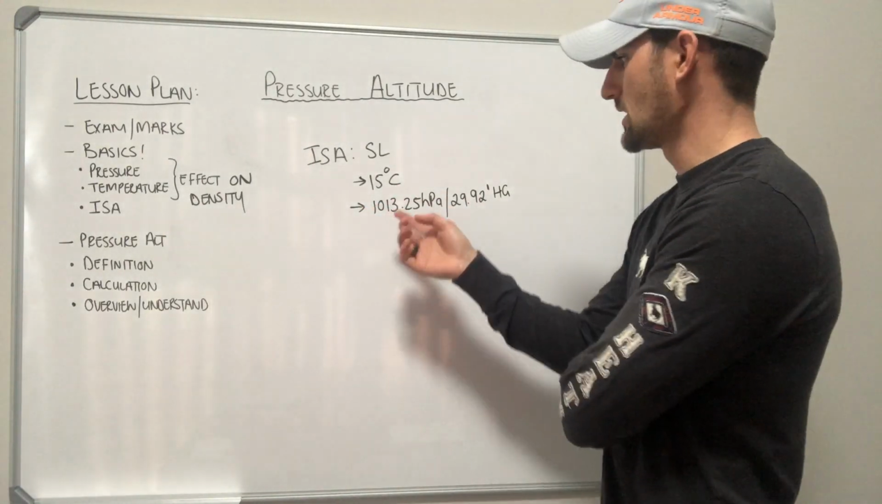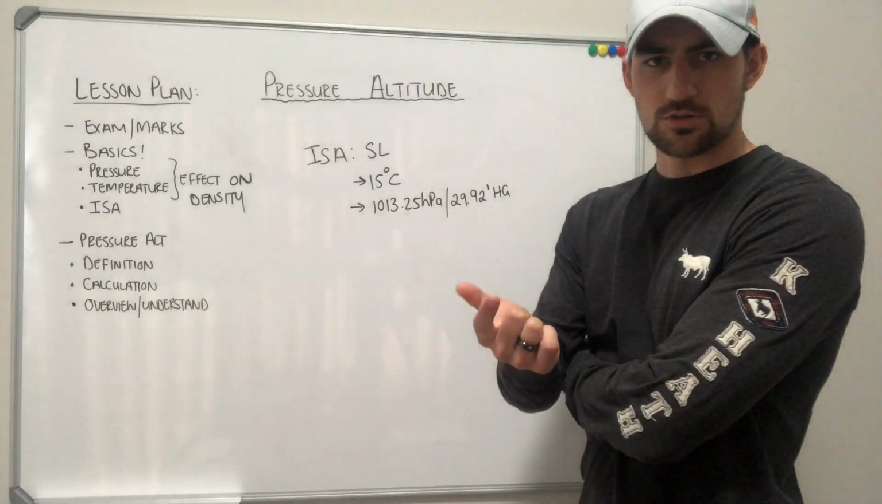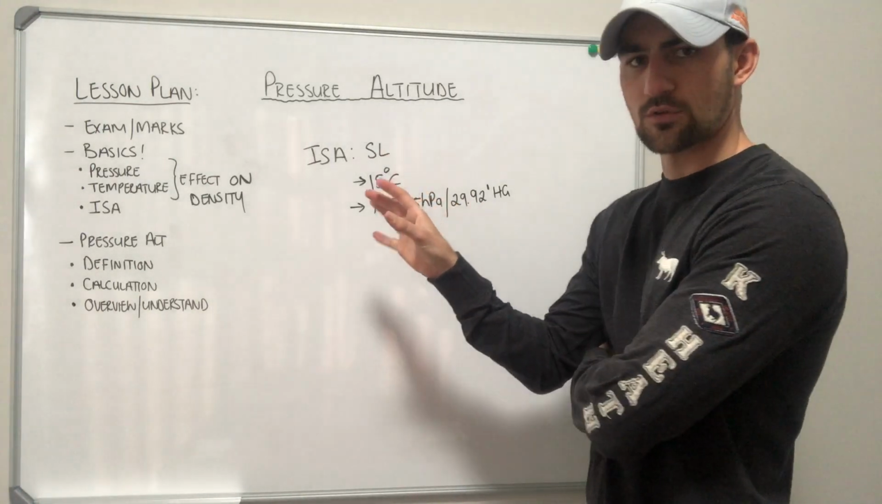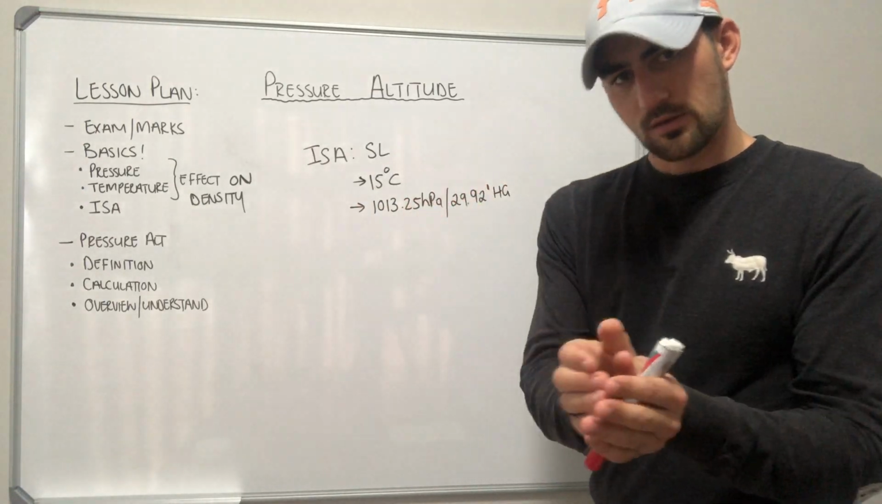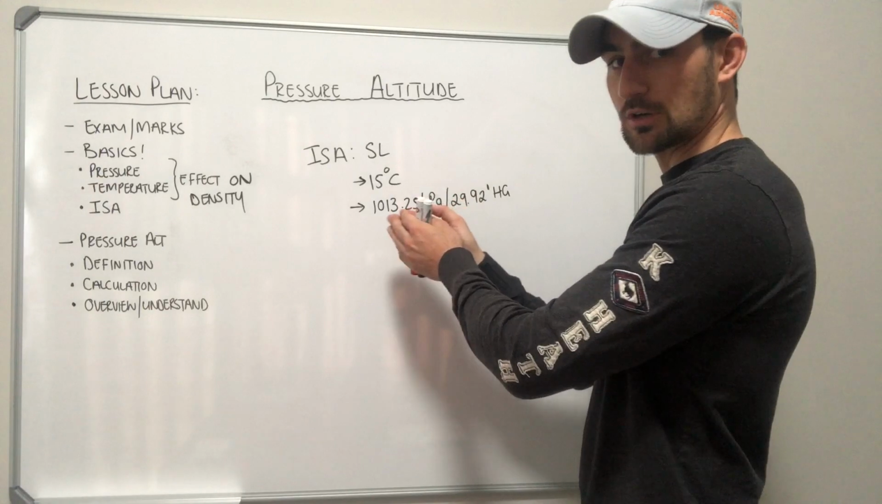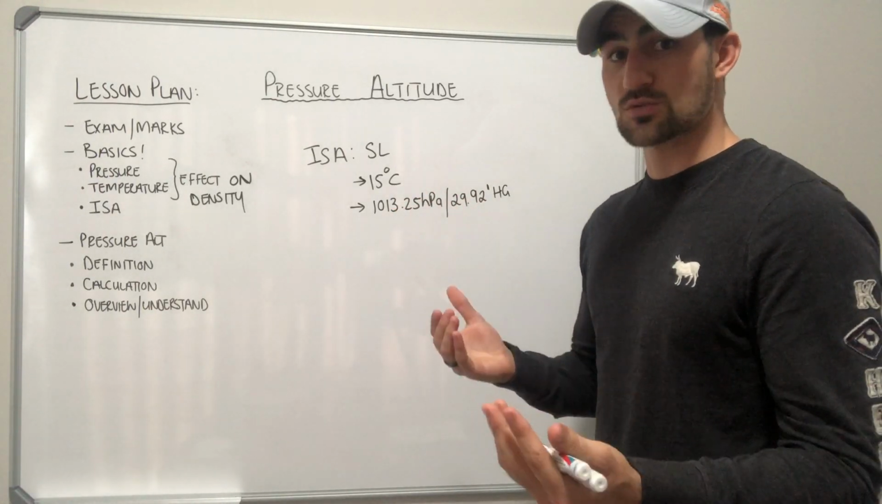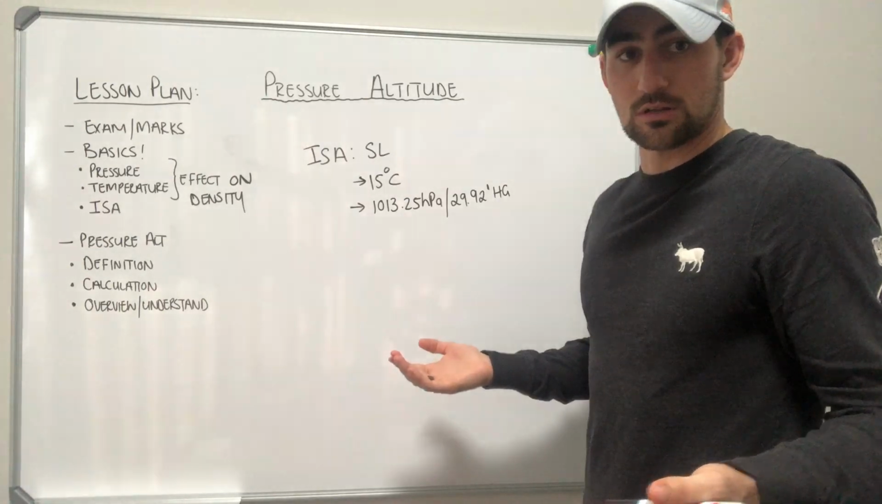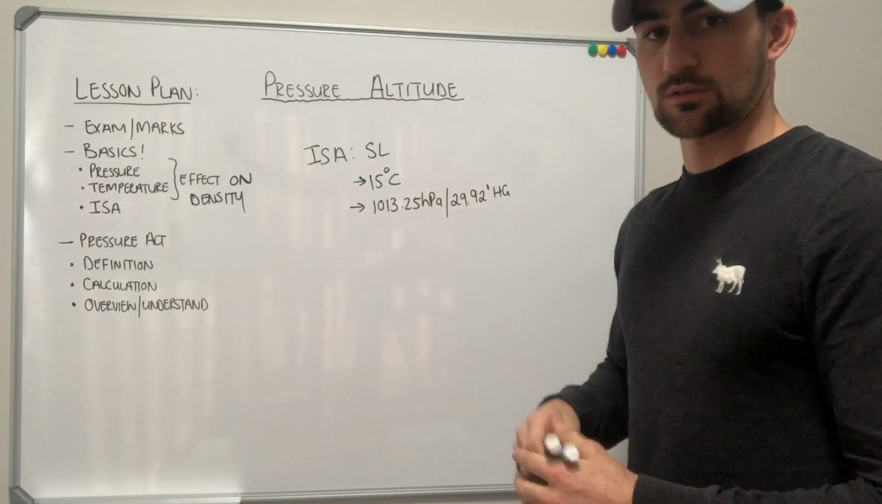Now obviously you don't always have 15 degrees Celsius at sea level, you don't always have this pressure at sea level, right? But this is just the ideal set of conditions. So when we have different conditions, we compare the conditions we have to these conditions, and by doing that we can get an idea of what the aeroplane is going to do. That is what we're actually doing when we're calculating pressure altitude. We're comparing our set of conditions to the ISA set of conditions.